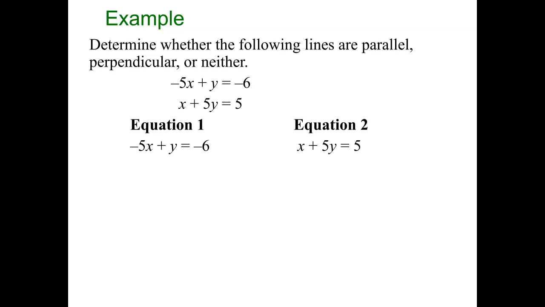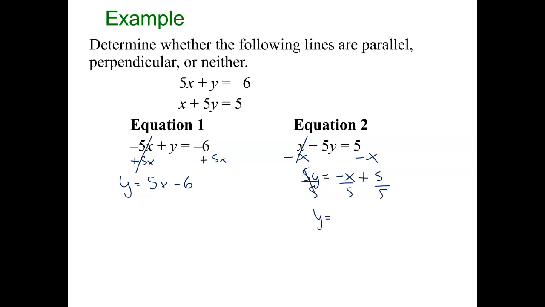All right? So equation 1, what do I do to get y by itself? Add 5x. That moves it from the left side to the right. Okay, slope-intercept form now? Y equals 5x minus 6. Perfect. Equation 2. Subtract x on both sides. 5y equals negative x plus 5. Divide by 5. Y is negative 1/5 x plus 1.